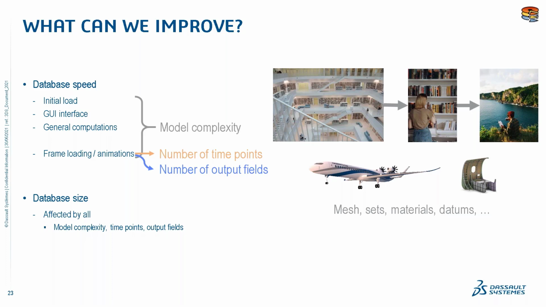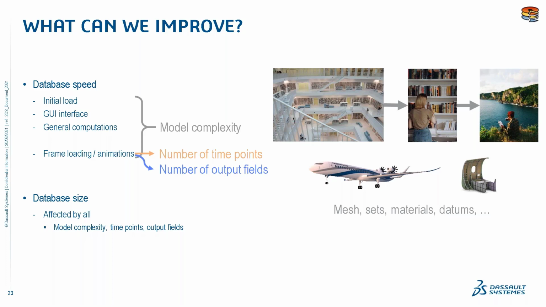So the model complexity, i.e. the number of elements, the number of constraint sets, that goes into the initial load, the interface, the general computations, as well as the animations, so the frame loading, so loading the stress. If you've got more elements, it's going to take longer to do pretty much anything. The number of time points, so if I request at 0.1, 0.2, 0.3 versus just at 1.0, your animations are going to take longer because you have more frames to load. The number of output fields, again, goes back into the frame loading.